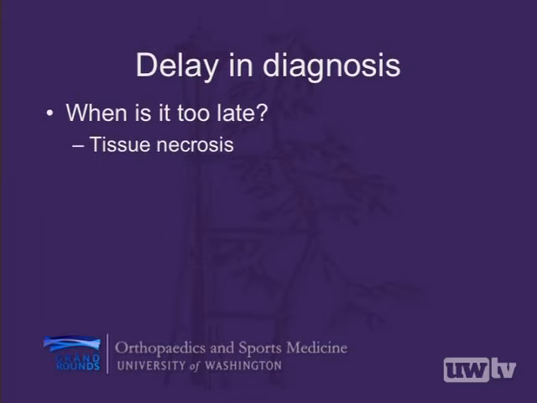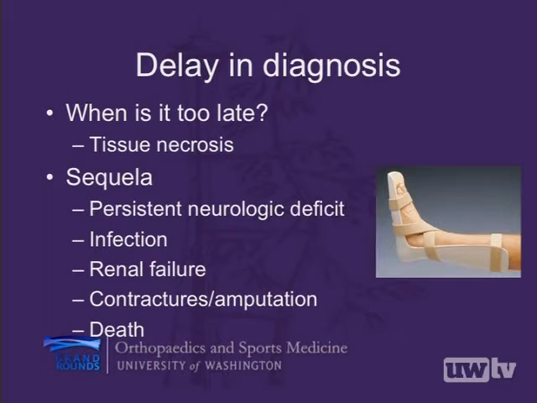So delay in diagnosis. When's it too late? When you develop tissue necrosis, this can depend on how long it's been going on, the metabolism of the muscle and the tissue in the compartment. Sequelae of a delay in diagnosis: persistent neurologic deficit, infection, renal failure, contractures, amputation, possibly death due to multisystem organ failure or sepsis.